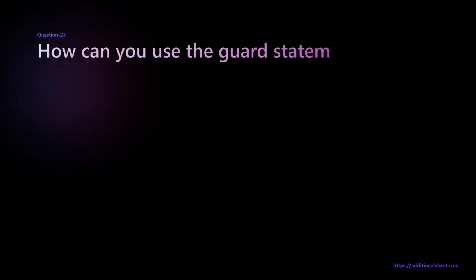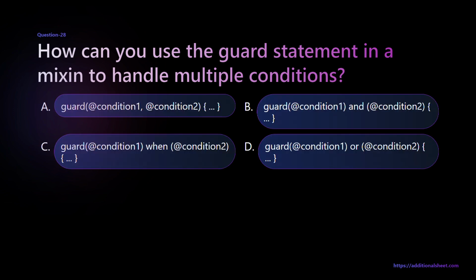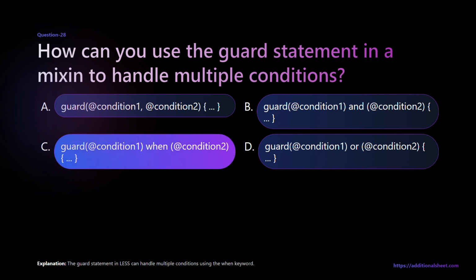How can you use the guard statement in a mixin to handle multiple conditions? Option A, guard condition 1, condition 2. Option B, guard condition 1 and condition 2. Option C, guard condition 1 when condition 2. Option D, guard condition 1 or condition 2. The correct answer is option C, guard condition 1 when condition 2.